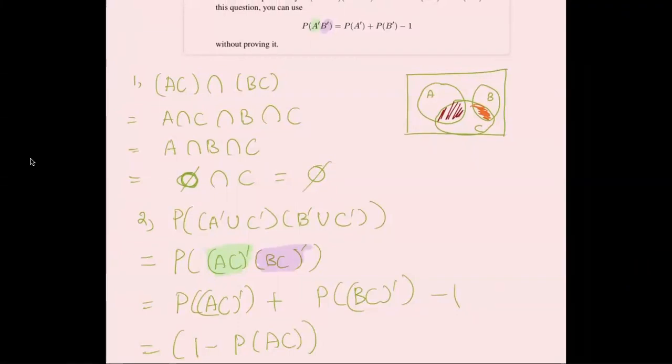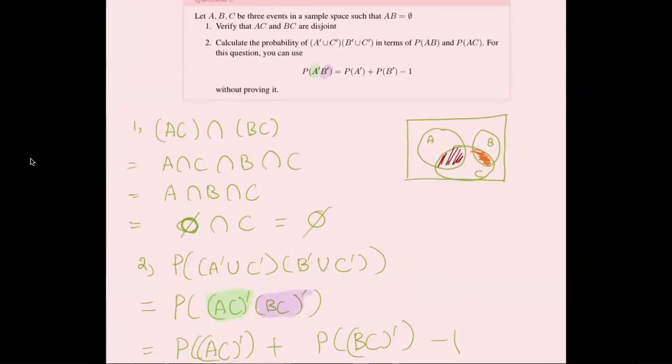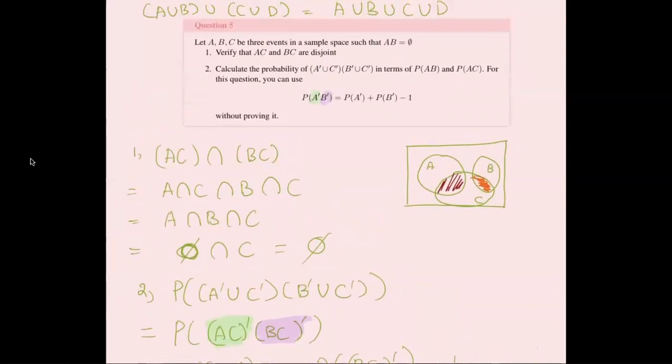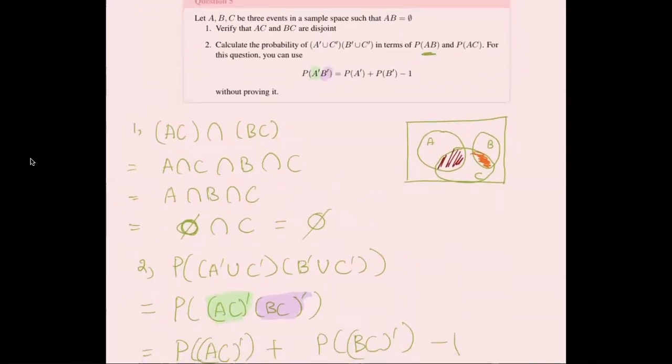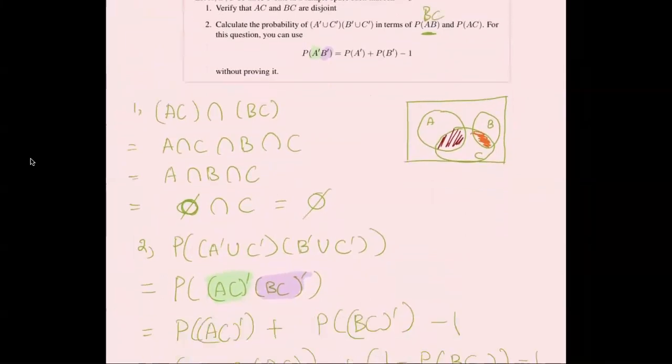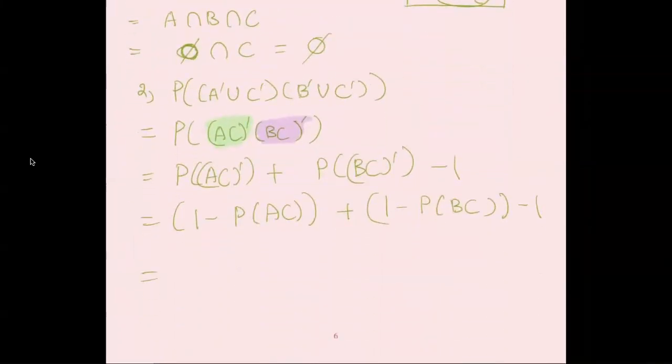Does that make sense? And then for this one, you have 1 minus probability of BC, and then minus 1. I'm not sure why they want it in terms of AB and AC. It looks like BC to me. And here you would have 1 minus probability of AC minus probability of BC.